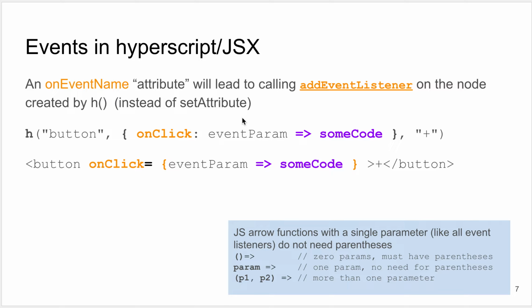Events are easily supported in Hyperscript and JSX by using an on event name property where we're supposed to pass the attributes. In that case, the Hyperscript engine will not end up doing a set attribute, but it will end up doing an add event listener.